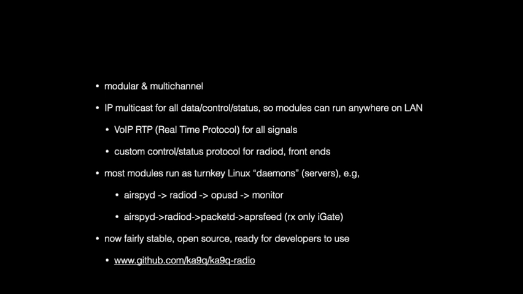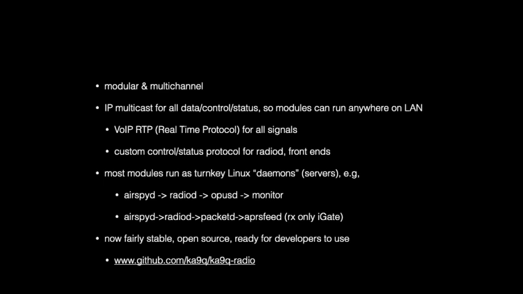The two types of multicast packets that I use: one is for signal data, the signal coming from the front end to the SDR, and then all the output data from the SDR. These all use the standard voice over IP protocols, particularly the real-time protocol. It's been around forever and it's a standard part of voice over IP.